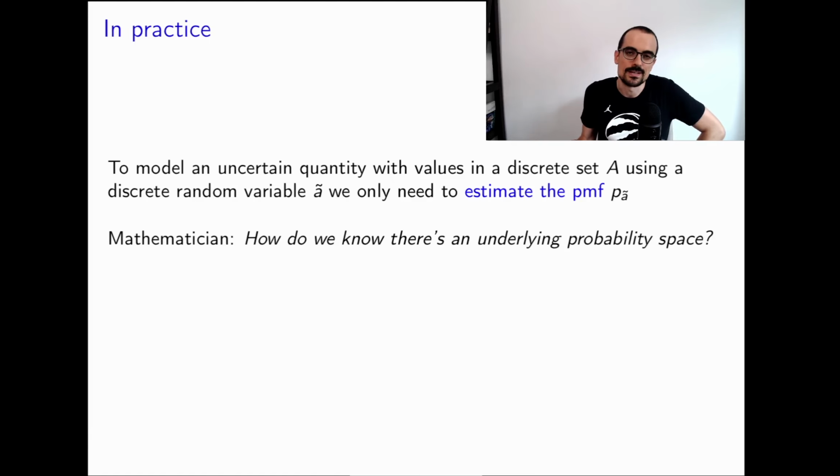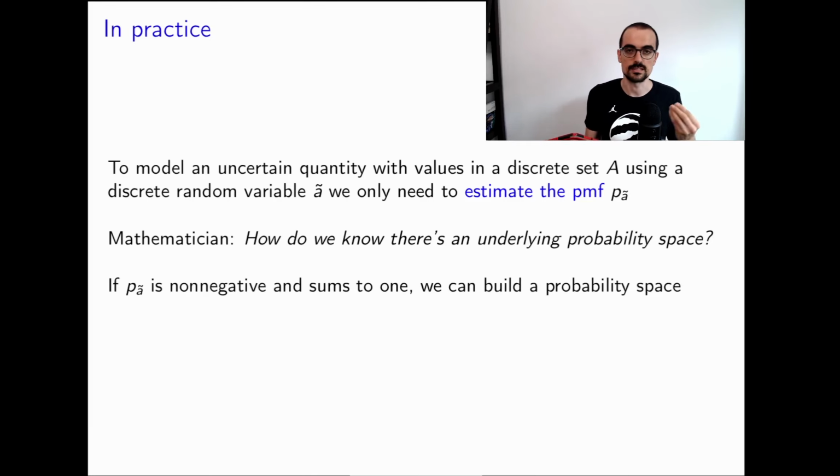Now, if you're a mathematician, or if you're really into math, you might say, but Carlos, wait a minute, how do we know there's an underlying probability space? Maybe everything crumbles. Okay, things do not crumble. And the reason that they don't crumble is that if we manage to estimate a PMF that is non-negative and sums up to 1, we can always cook up a probability space that would be the underlying probability space.